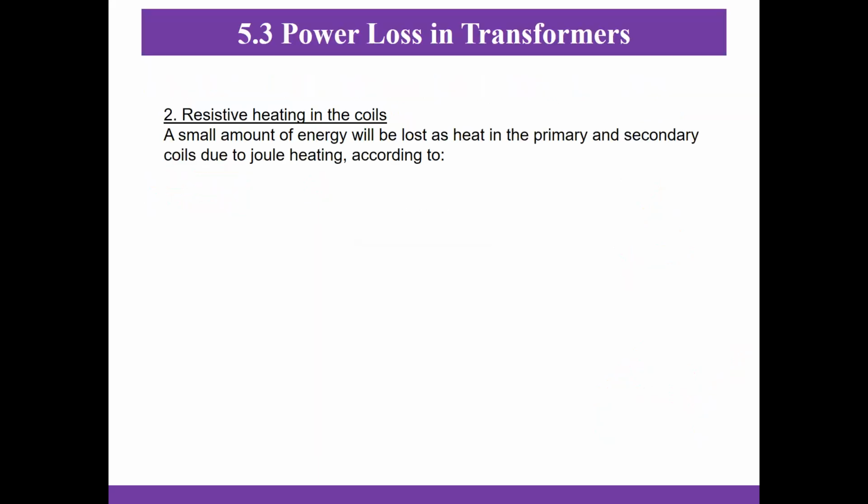Next, power loss is in the resistive heating in the coils. So P equals I squared R. The coil itself has a resistance, so P equals I squared R. That one is quite direct. Okay, resistive heating in the coils.